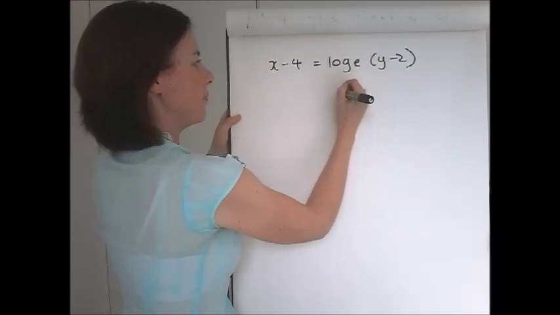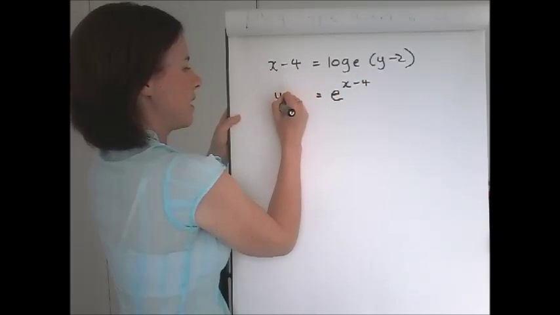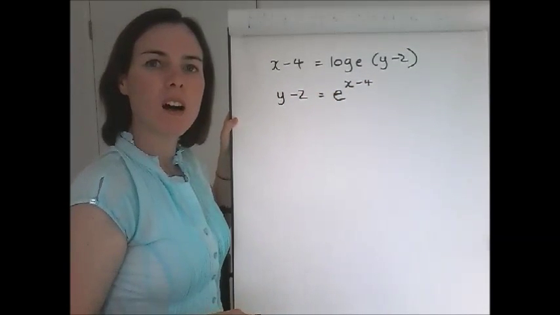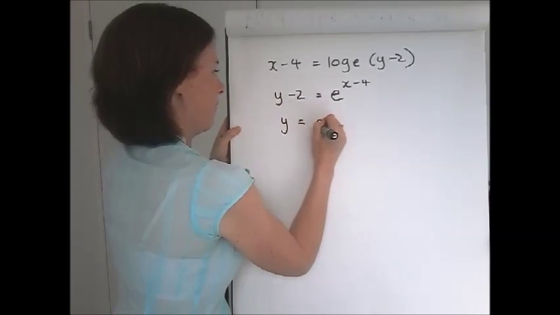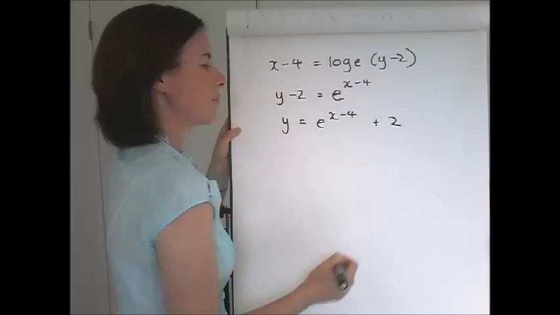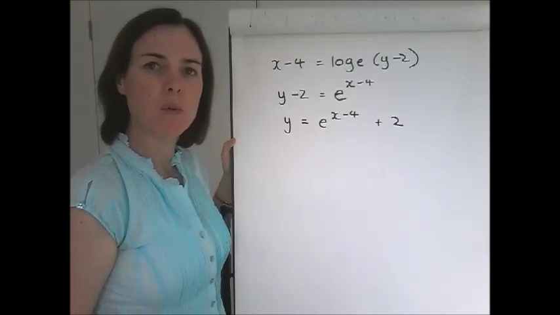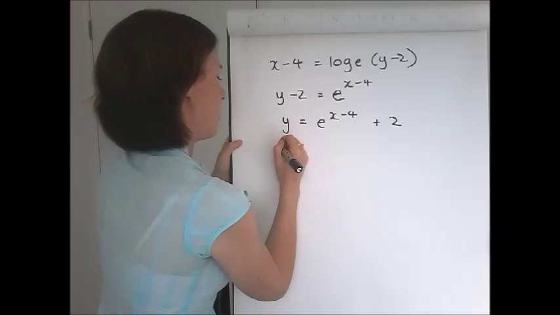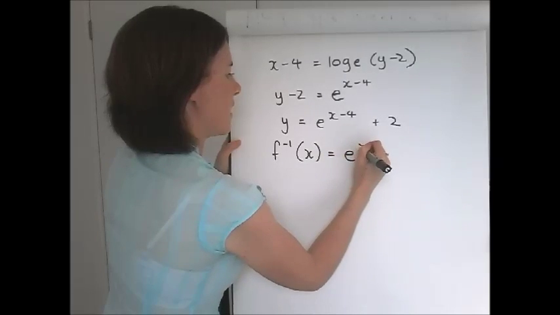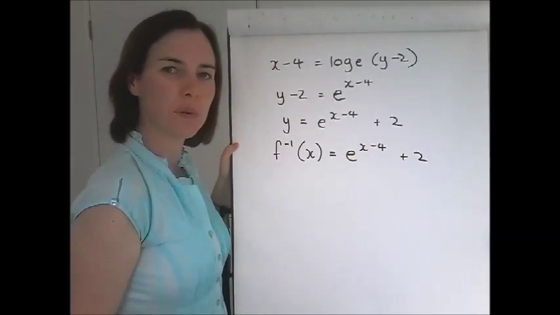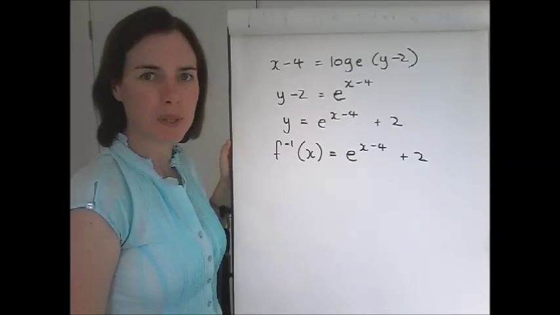The base is e, the power is x take 4, and the answer is y take 2. I've almost got y on its own, I just need to add the 2 to the other side. Now that is the inverse function. I can't leave it with a y there because there was no y in the question. So I'm going to say that the inverse function of x is e to the (x take 4) plus 2. And that's good enough. It's not exactly in the form the function was written, but for our purposes, that's fine.